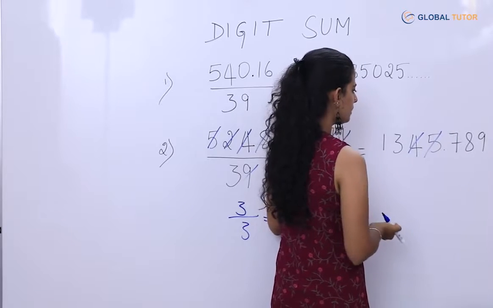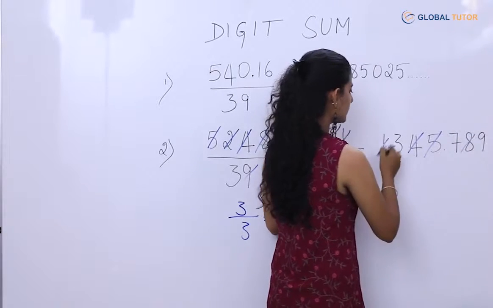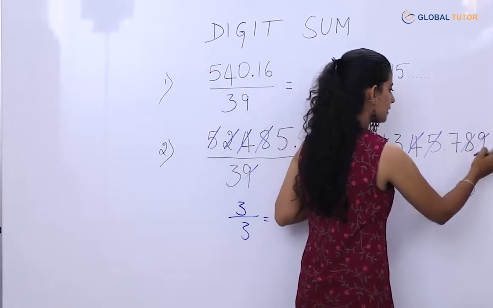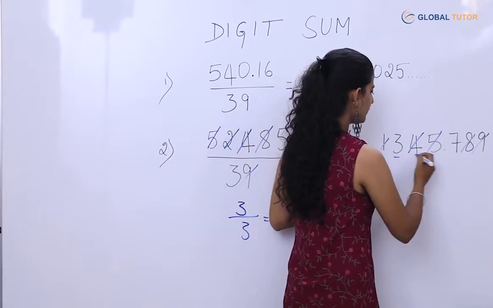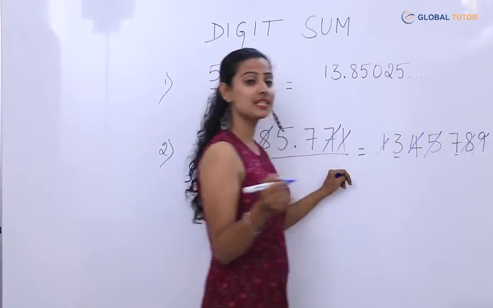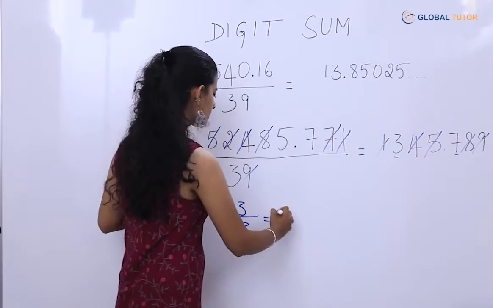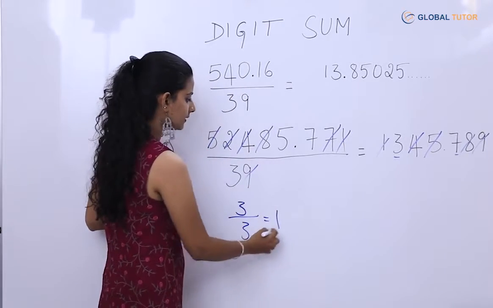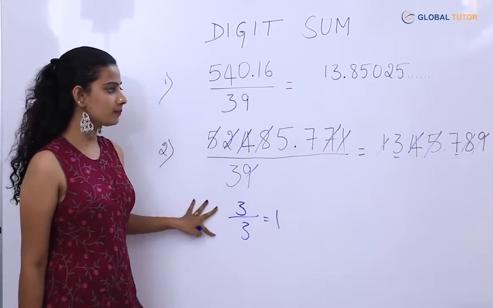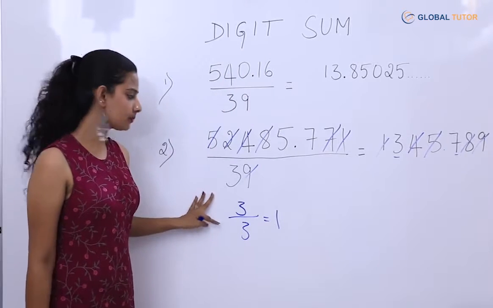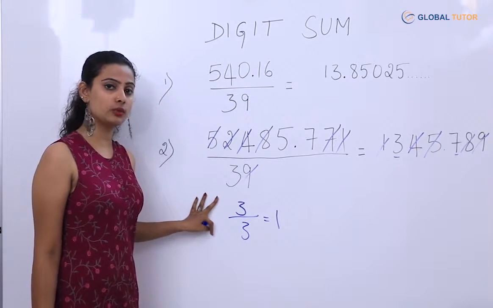5 plus 4 is 9, discard. 8 plus 1 is 9, discard. 9 is there, discard. You are left with 7 and 3, which is 10. And again it is 1. So 3 by 3 is 1. So here the digit sum rule can be applied on the division also.